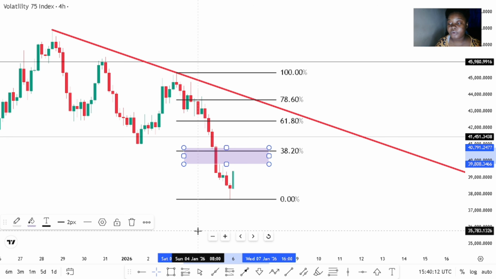So I'm going to go down a bit further to see if I can find confluences around the 61% level and around the 78% level as well. So let's go on the 1-hour time frame.